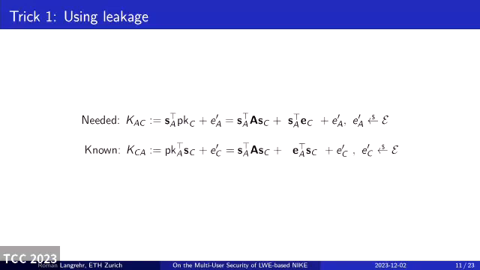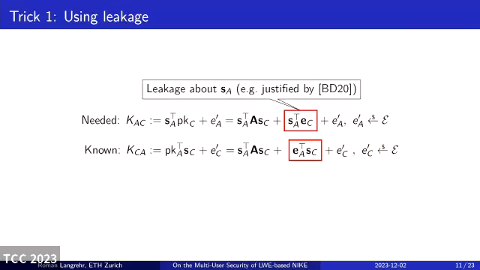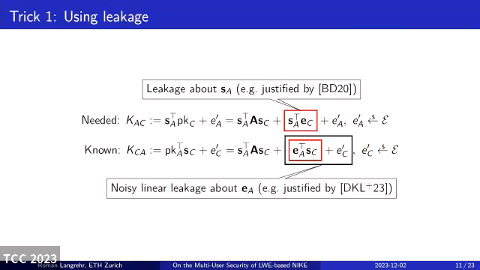The reduction can, of course, compute KCA, so the shared key computed with Charlie's secret key, but they are slightly different. So they differ in this red part. And our idea is to use the leakage resilience of LWE to make the reduction just know these red parts. So the first part is leakage about the secret, which can be justified, for example, by a result from Brakerski and Döttling. The other part is leakage about the error. And for this, we use a result from Döttling et al. from Eurocrypt that shows that noisy linear leakage about the error is okay. And this works fine here because we anyway have the noise for the shared keys.